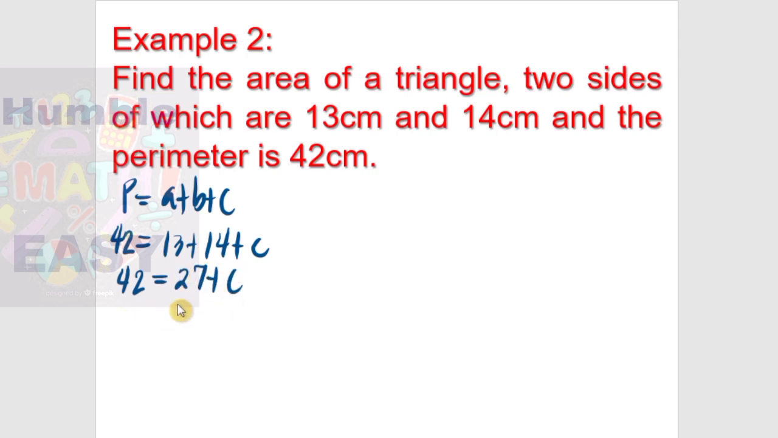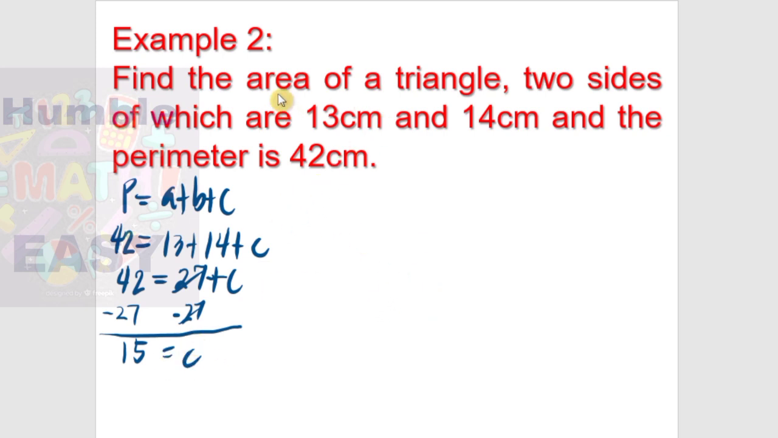So we now have 42 is equal to 27 plus C. To find the value of C, we are going to subtract 27 from both sides of the equation. So 42 minus 27 is 15, and this side is just 0. So we now have C is 15.